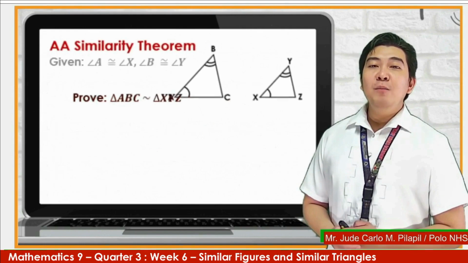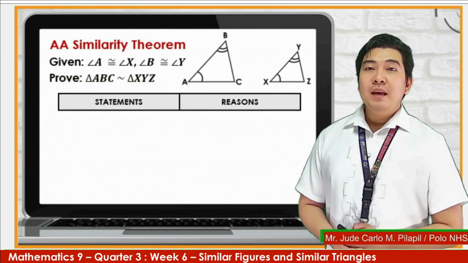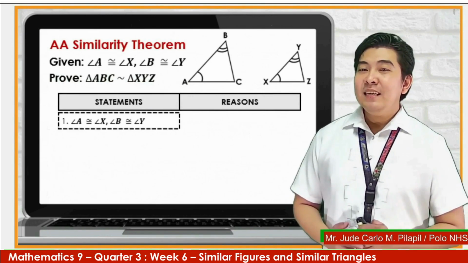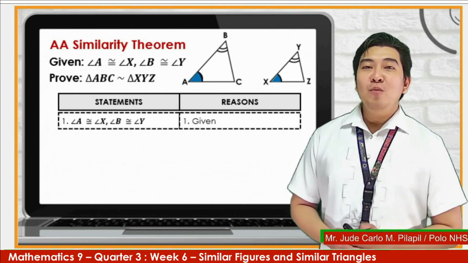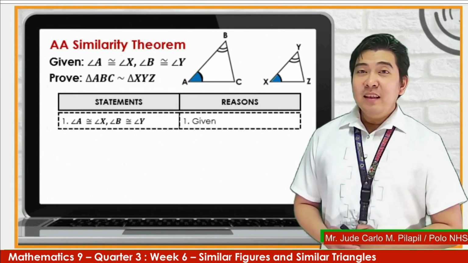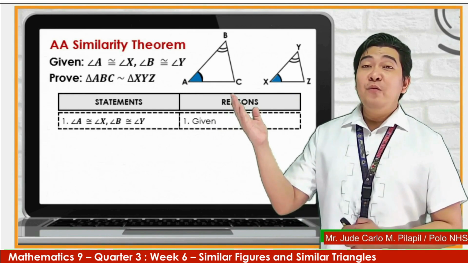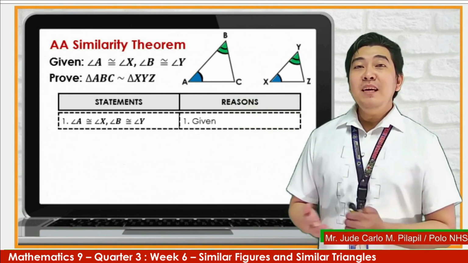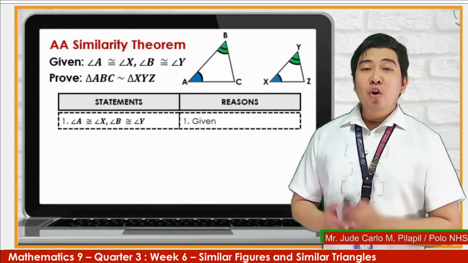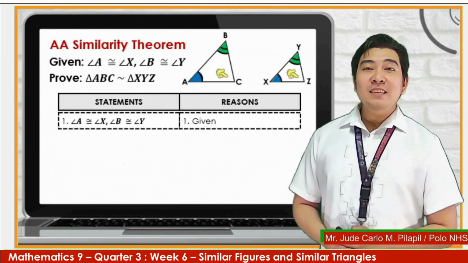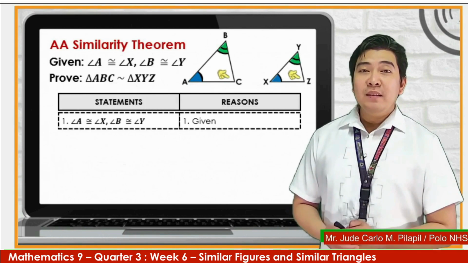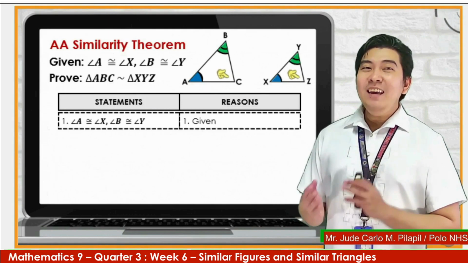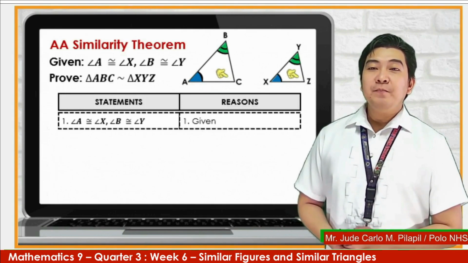Let us use the two-column proof to prove this theorem. Let us start by citing angle A is congruent to angle X and angle B is congruent to angle Y. That is by given. So, if we take a look at the figure, we now have angle X and angle A to be congruent. Next, angle B is congruent to angle Y. Our goal now is to prove that angle C and angle Z are congruent. Then we can say that the two triangles are similar because of the AAA Similarity Postulate.